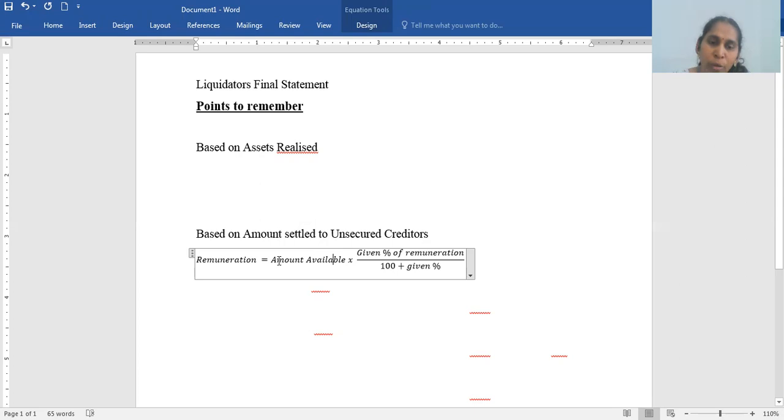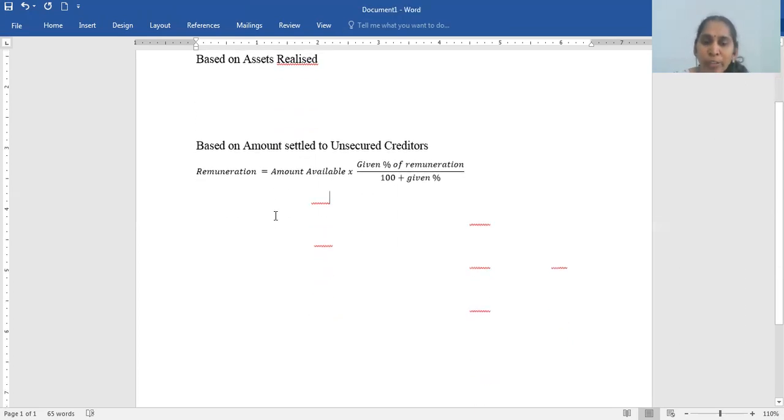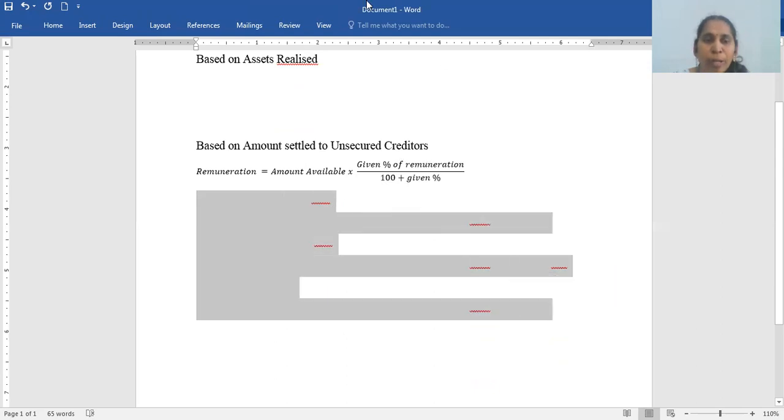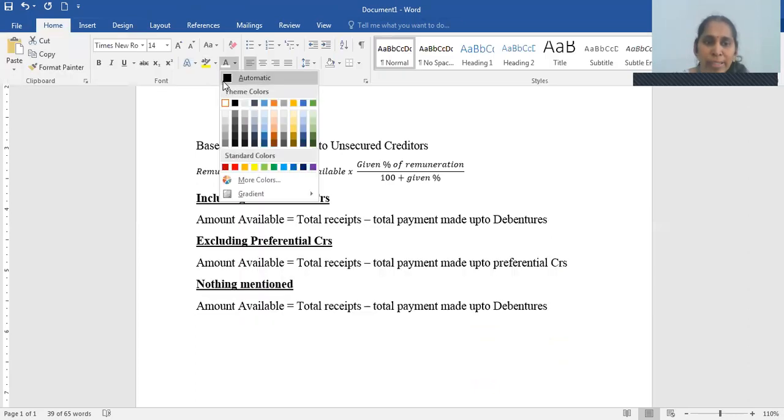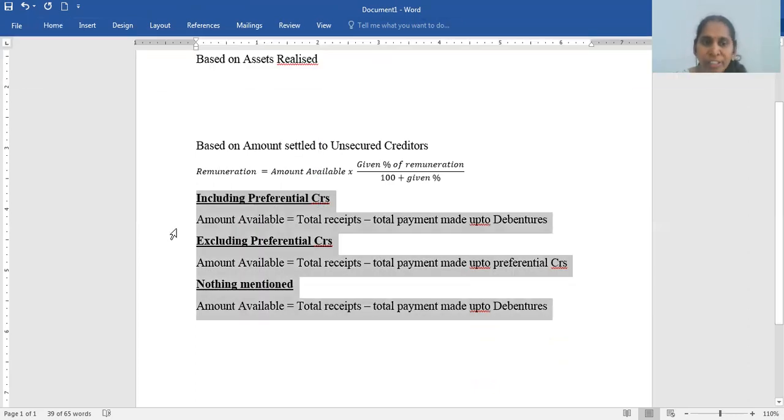Okay, the next doubt is how to calculate the amount available. There are a few situations. Whether I should include preferential creditors, whether I should exclude preferential creditors, or nothing is mentioned in the problem, what we have to do. If it is given in the problem itself that it is including preferential creditors, then you have to calculate the amount available like this.